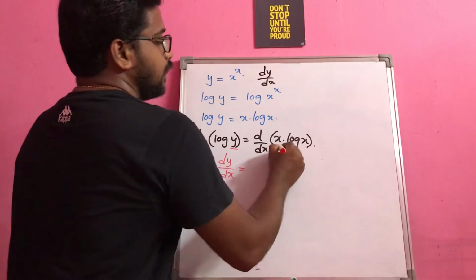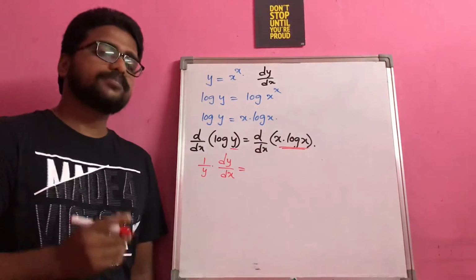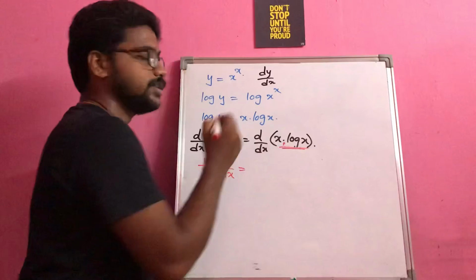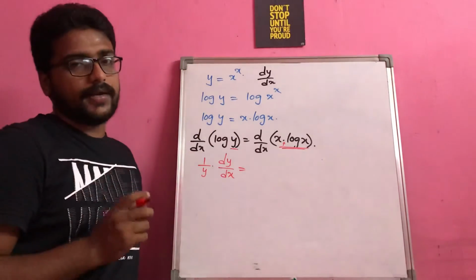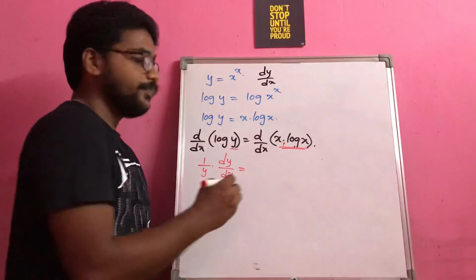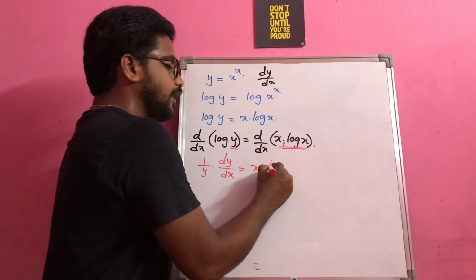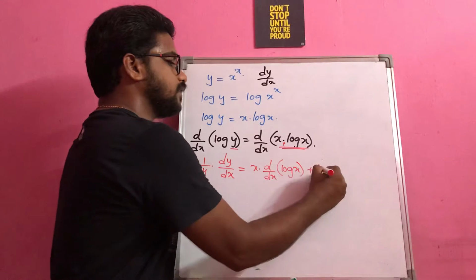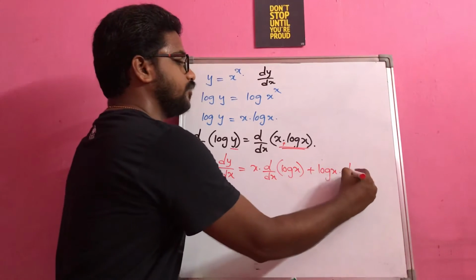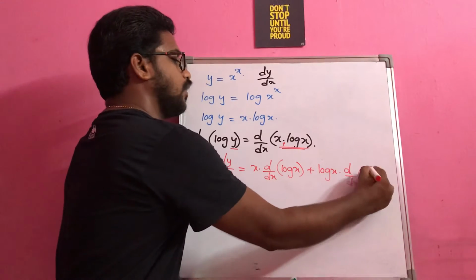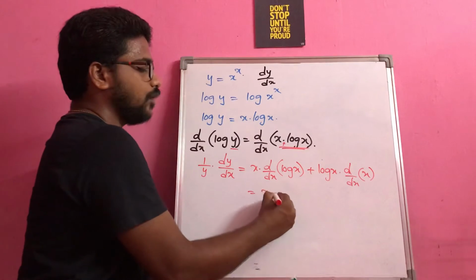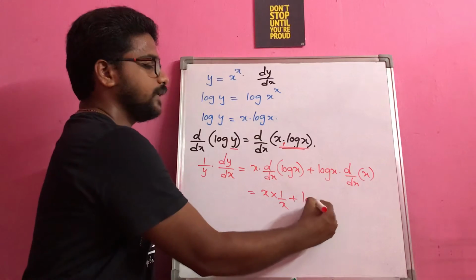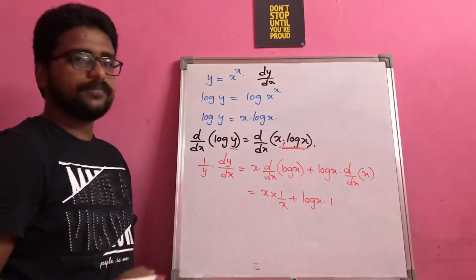Whereas here you are having x into log x, that is nothing but a product of two functions. So indirectly it is giving a hint that you have to use the product rule. So x into d by dx of log x plus log x into d by dx of x. Now x into log x differentiation is x into 1 by x plus log x into d by dx of x, which is 1.